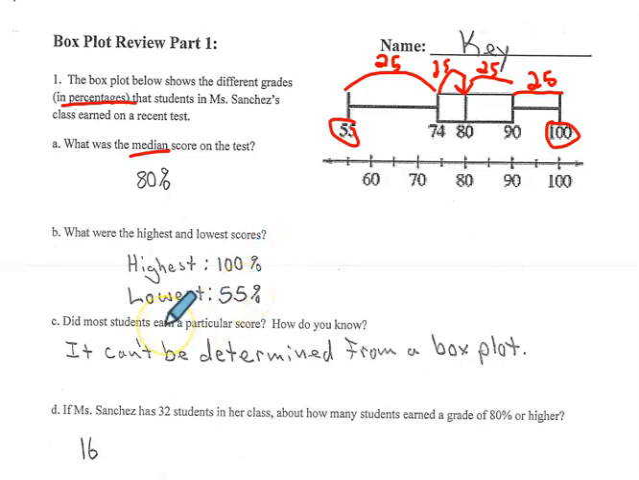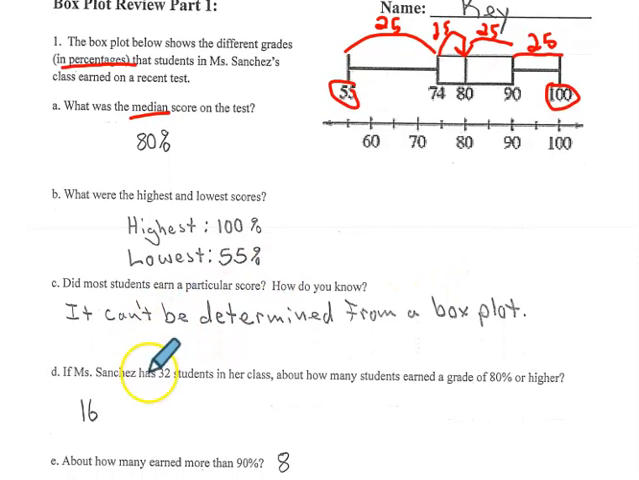Now, did most students earn a particular score? You can't tell. Someone might have scored an 80. The median score is an 80%. That's the middle, but it also might be an average. So that's kind of hard to tell. The only thing we know for sure is someone scored a 55, someone scored 100. And so these numbers, we'll look a little bit later on, these could be averages depending on how many people took the test.